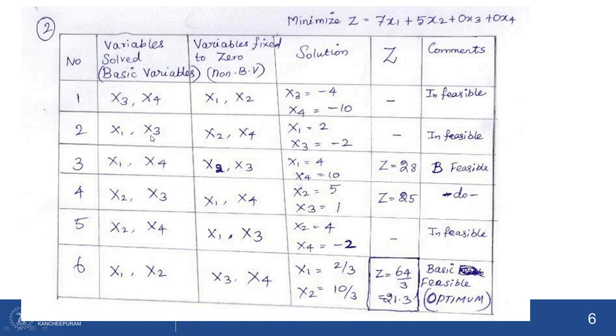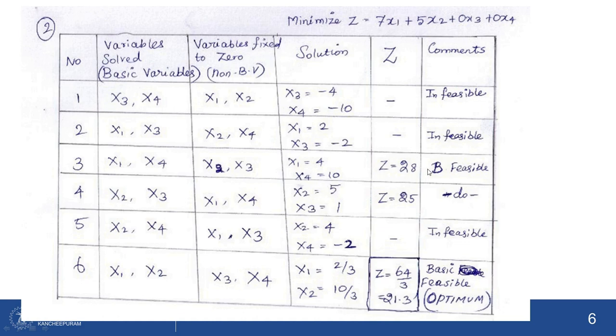x1, x3 as basic variables, x2, x4 are non-basic variables, and find x1 and x3. So x3 got a negative value. So it's violating our rule. As per our problem, all x1, x2, x3 and x4 are greater than or equal to 0. So we cannot get a negative value. So it is infeasible. For other combinations, we find x1, x4, x2, everything, right?